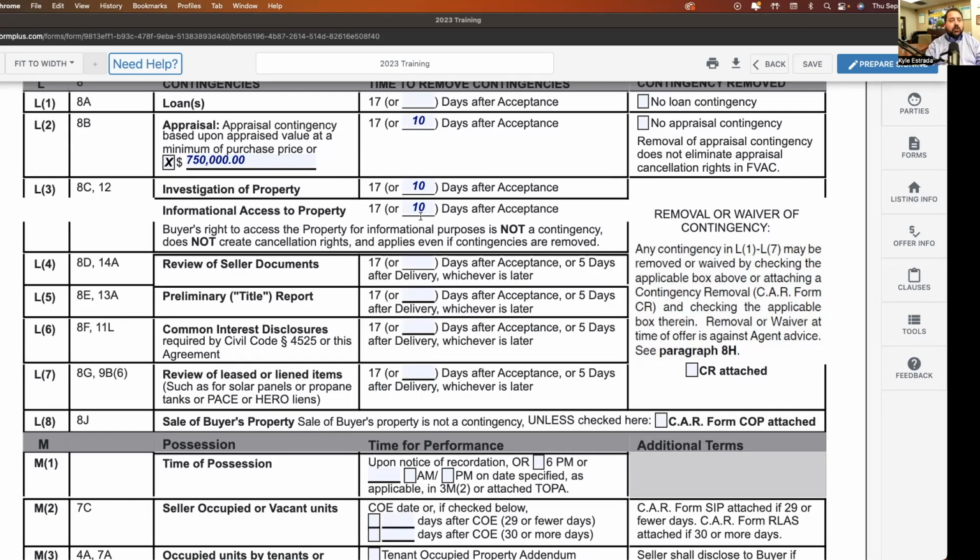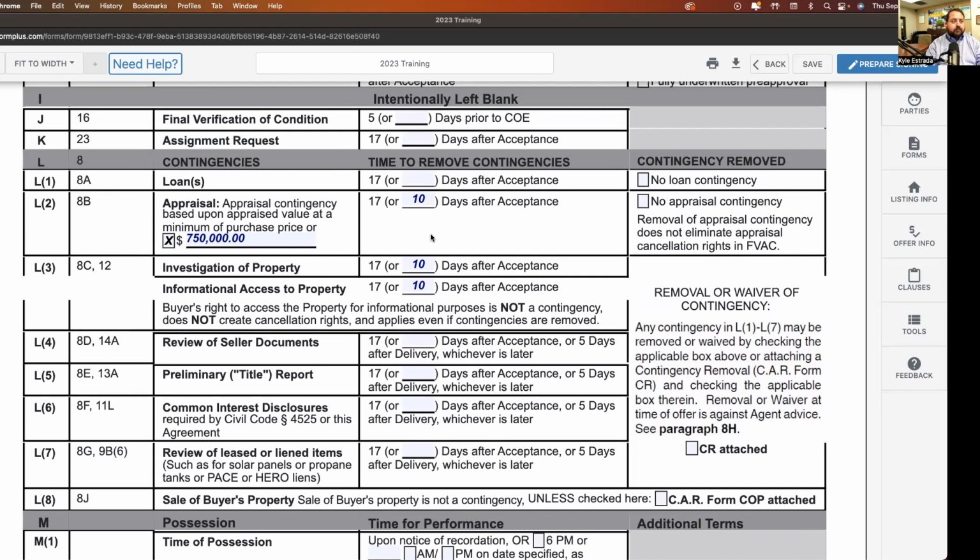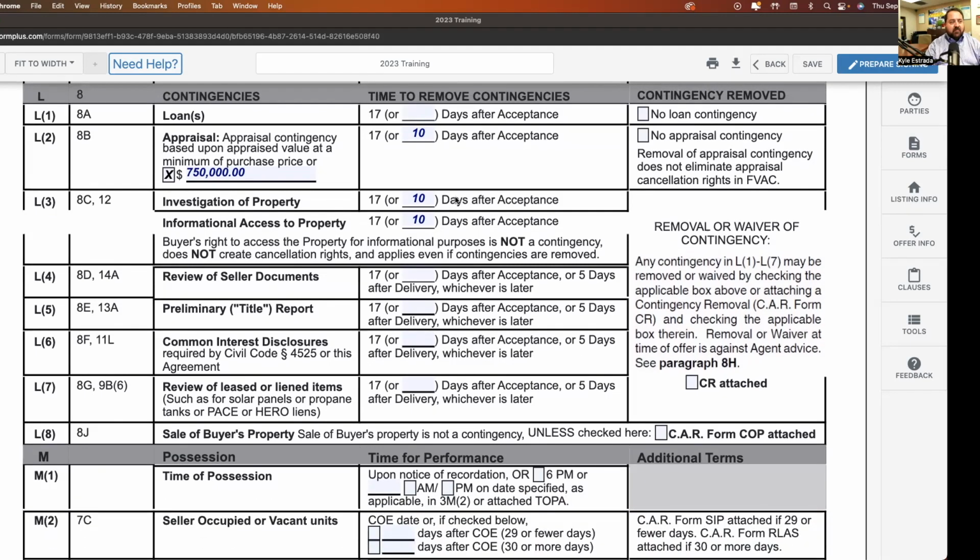So let's make sure that this always matches these, right? If my appraisal's 10 and my investigation's 10, then my informational access is also going to be 10, not 17, right? I want to do that so that it makes sense to the seller. What do I still need access for after I've already done my investigations and my appraisal? Why do I need access? I don't. So keep in mind that that's what that's for.